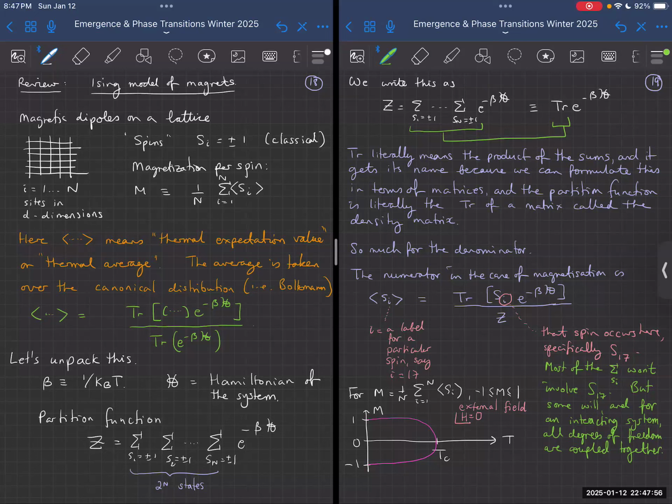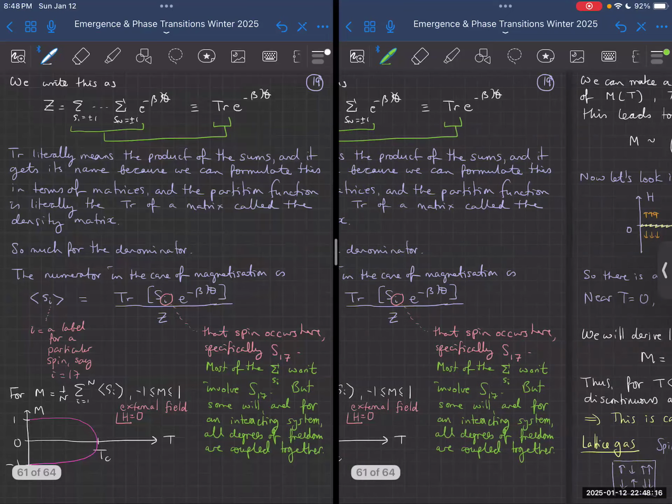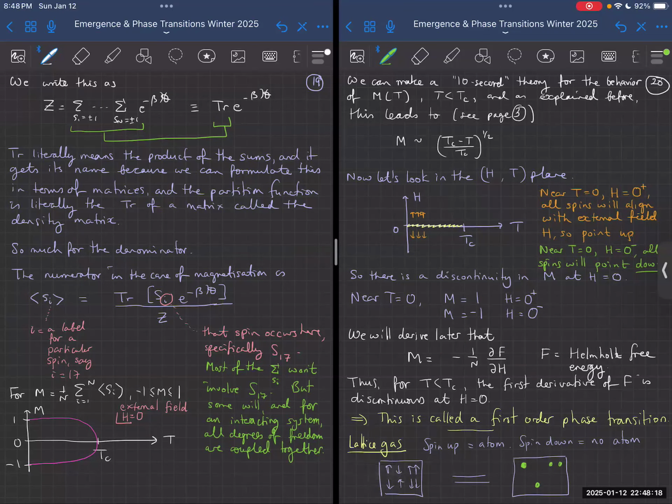Now, when you compute that, you get the curve that's shown over here. For T greater than Tc, the magnetization is 0. I'm just telling you that, but later we will prove that. And as T goes below Tc, you get the curve shown in pink over here. In the first lecture, mentioned on page 3 of these notes, we made a simple theory for the behavior of m of T, and that led us to the idea that m scaled as ((Tc - T)/Tc) to the power 1/2.